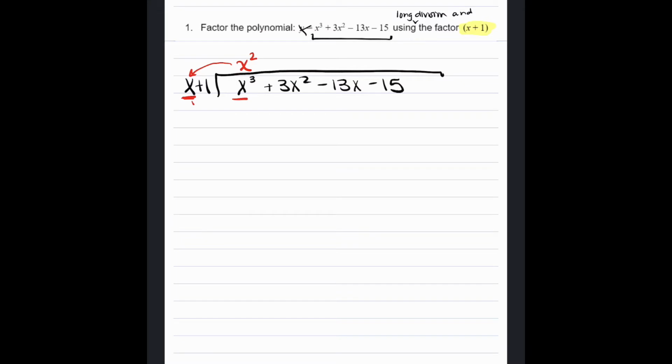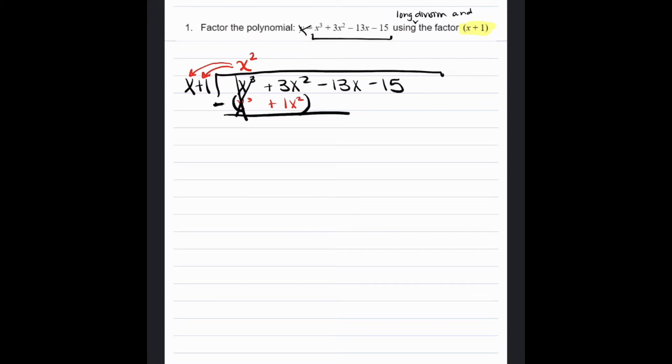x squared times x is just x to the third. And then I'm doing x squared times positive 1, which is just positive 1x squared. Once I have that, I subtract those values, so I put it all in parentheses and subtract it. So I have x to the third minus x to the third. That's going to cancel out, and that's what we want. That first term should always cancel.